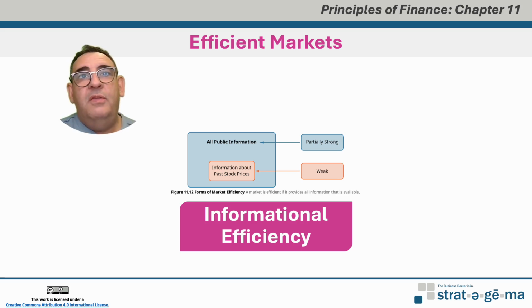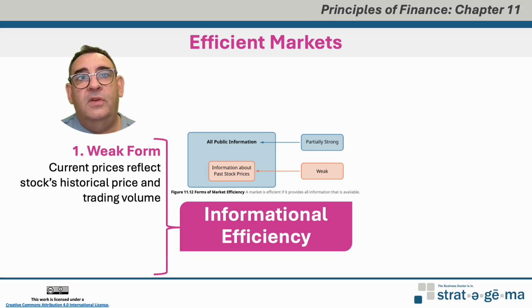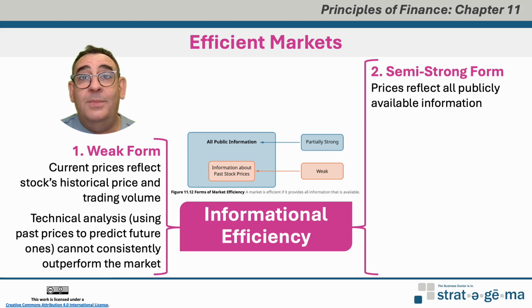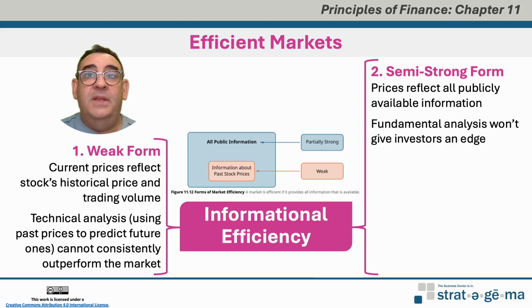So there are actually three forms of efficient markets. The first is the weak form, which basically says that current prices reflect the stock's historical price and trading volume. That's it. So if we want to use technical analysis, which means relying on past prices to predict future prices, we can't consistently outperform the market. The second form is the semi-strong form, where prices reflect all publicly available information. So fundamental analysis won't give investors an edge.